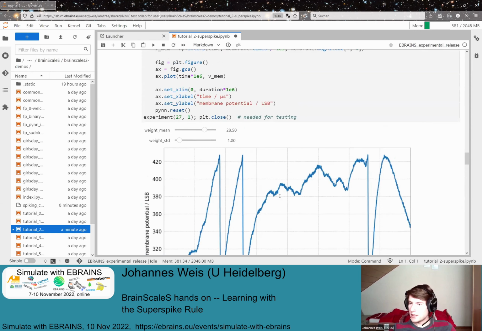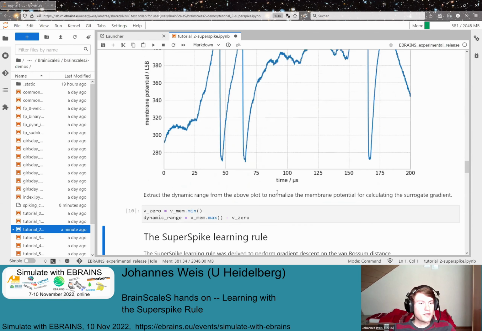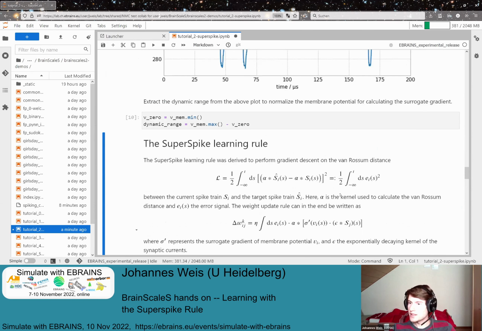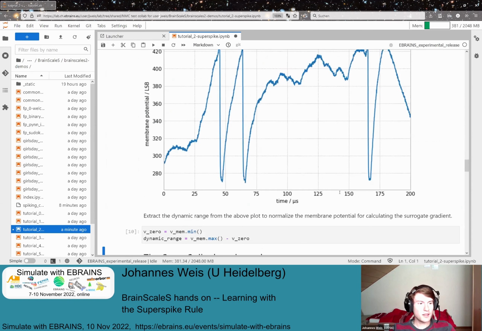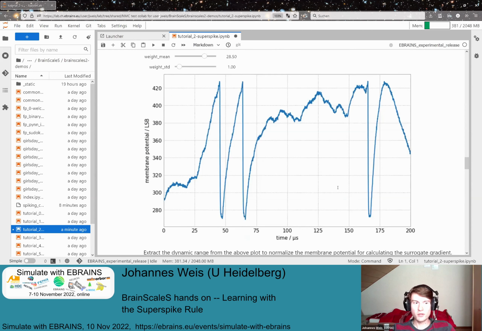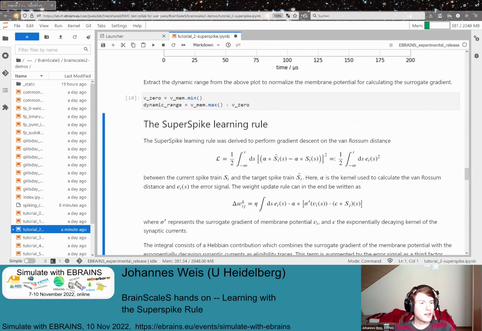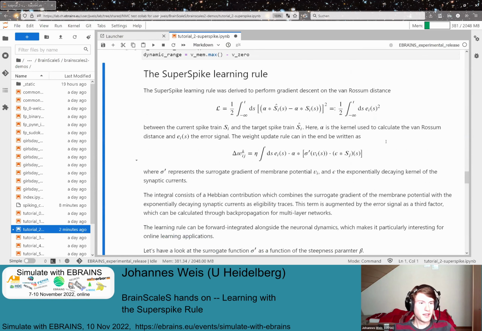Okay, I'll just run this, and maybe before we dive deeper into the super spike rule, let me ask again, are there any questions, anything unclear? And did this work for all of you? Do you all see a few spikes in this plot? It seems to be the case. At least I don't see anything that would indicate that this is not the case. So then let's continue. The notebook worked great.